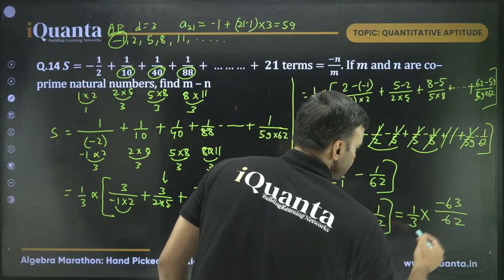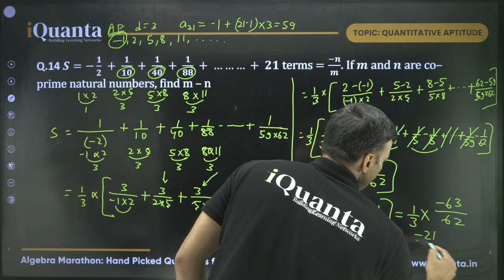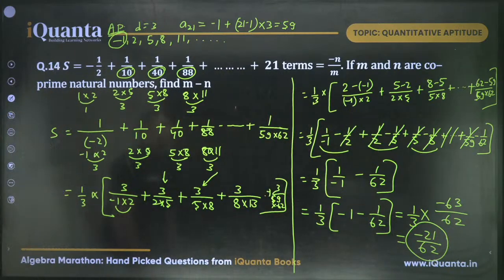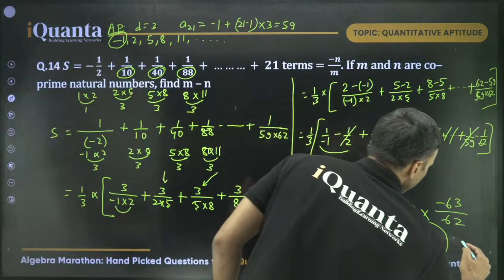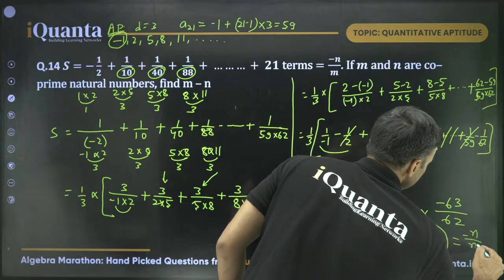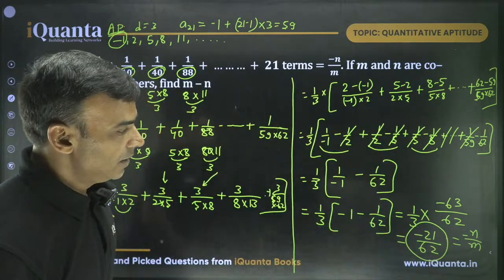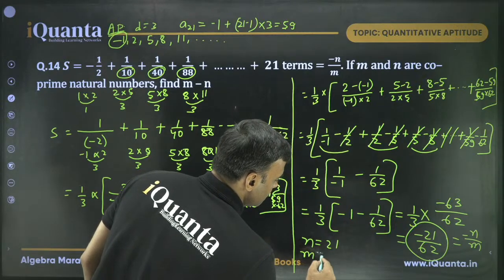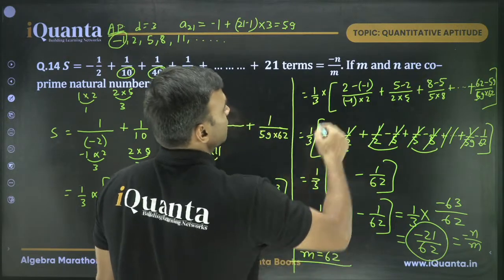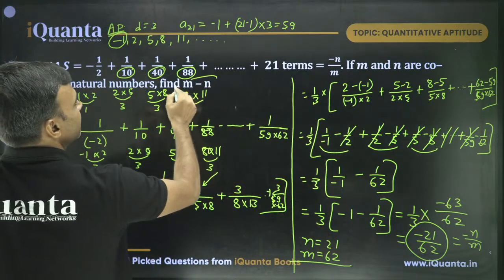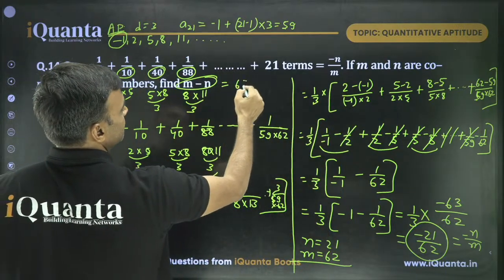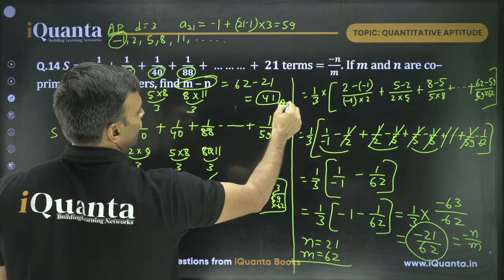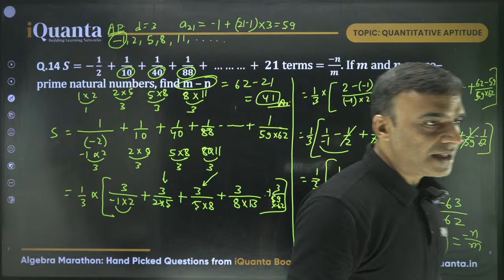So 3 cancels 63, 21 times. So minus 21 upon 62, which is equal to minus n upon m. So n is 21, m is 62. What is the question? The question is m minus n. So m minus n is 62 minus 21, that is 41. A lot of people have answered 41, I can see that. Hence that is the answer.